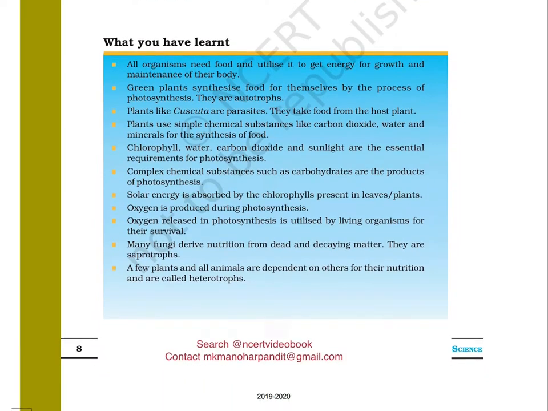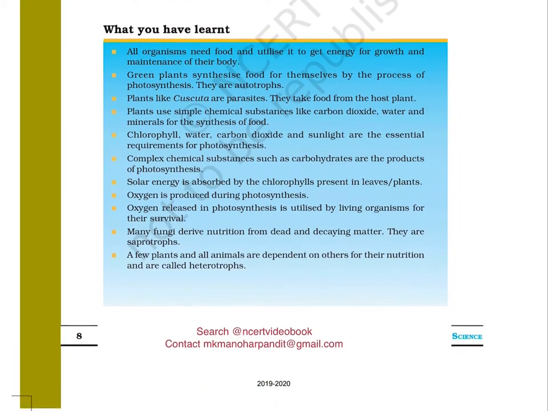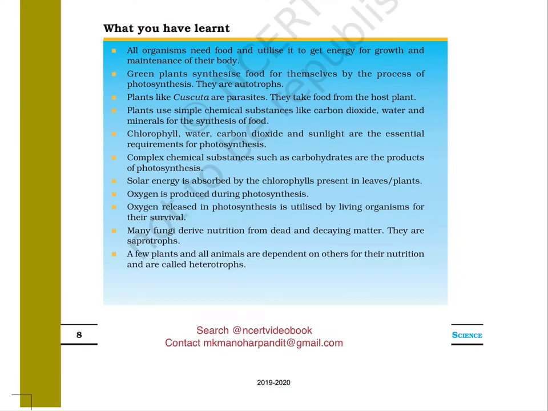What you have learnt. 1. All organisms need food and utilize it to get energy for growth and maintenance of their body. 2. Green plants synthesize food for themselves by the process of photosynthesis. They are autotrophs.